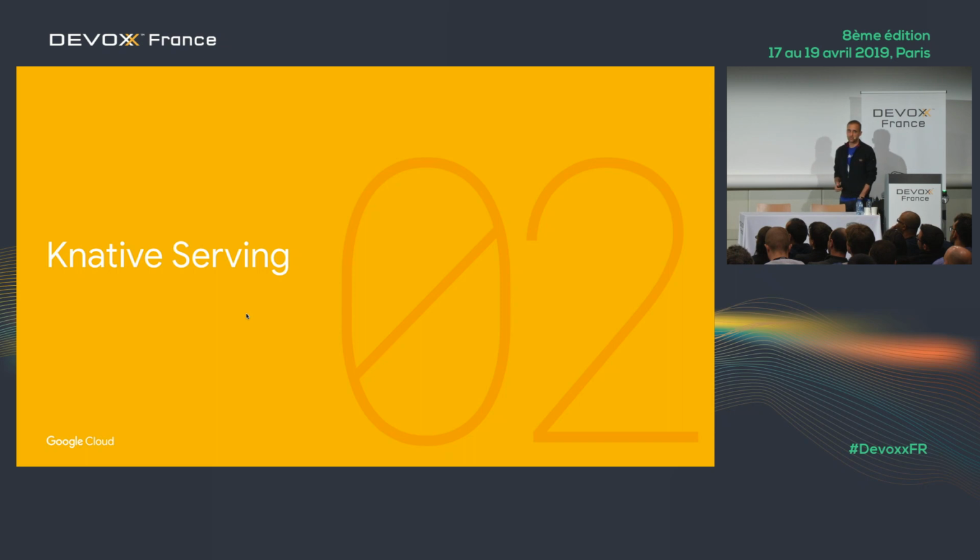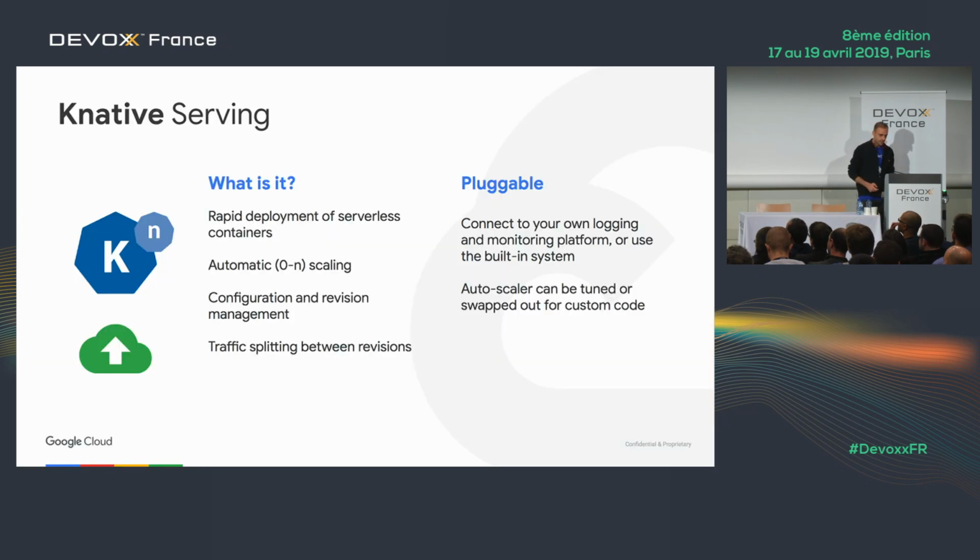Now, first, let's talk about Knative serving. What is Knative serving? It basically allows you to rapidly deploy your containers in a serverless way. And what I mean by that is you basically create what's called a Knative service. You point to your container, and then you just tell Knative deploy this container. And then out of the box, you get that container deployed. All the traffic to that container is hooked up because of Istio. And then you also get automatic scaling.